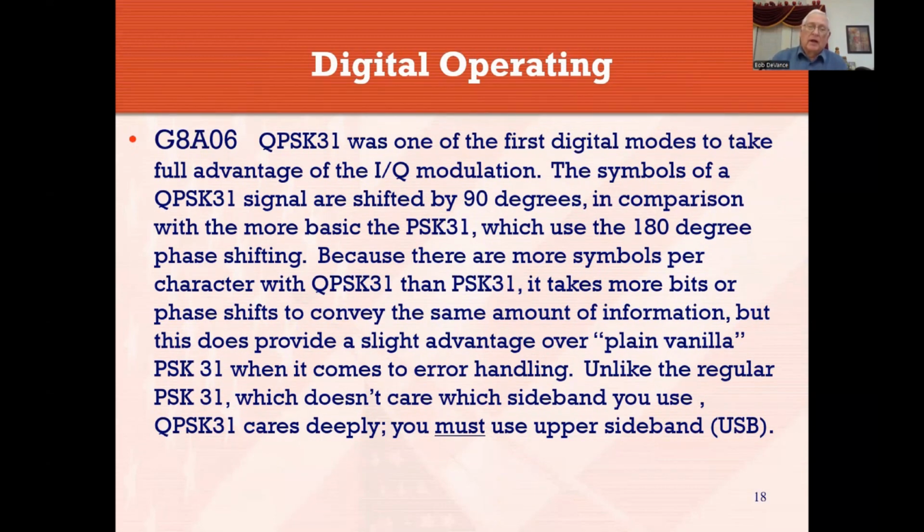Unlike regular PSK 31, it really doesn't care which sidebands you use, but QPSK 31 has to be on upper sideband. That's just how the software is designed to work, and you have to stay on upper sideband with the Quadrature PSK.